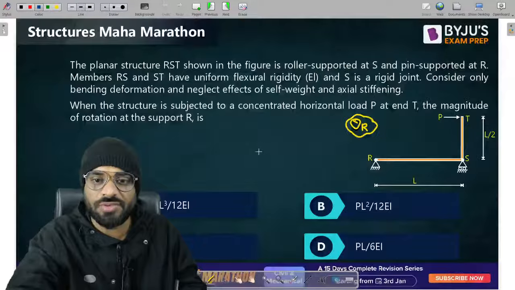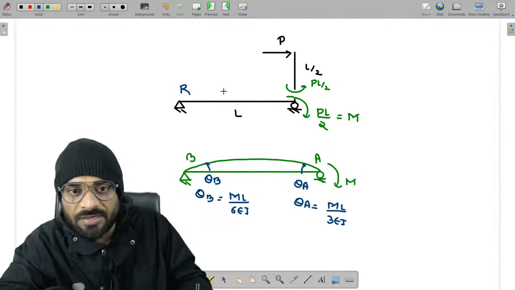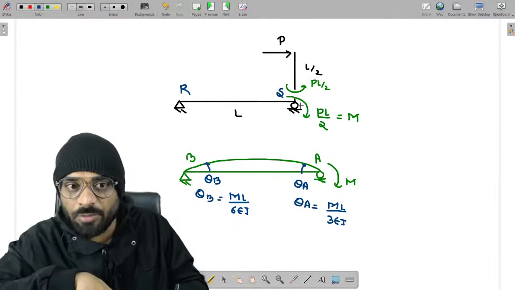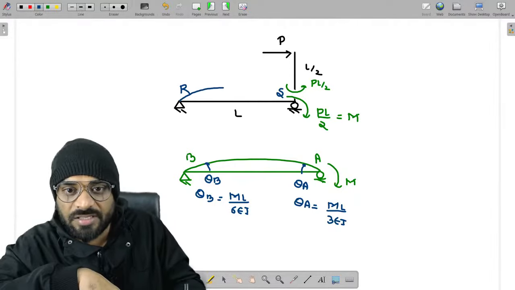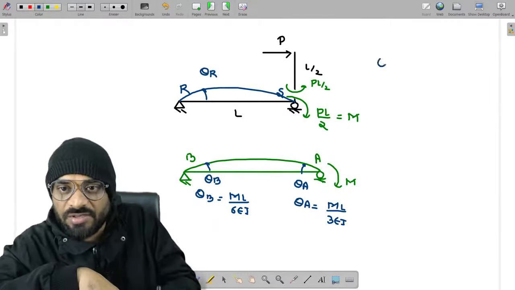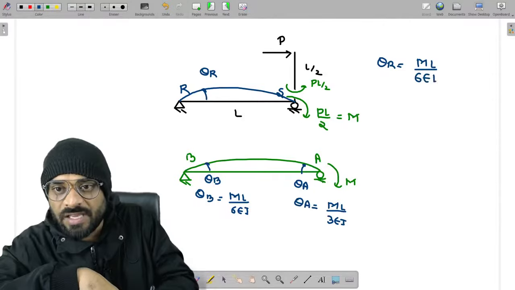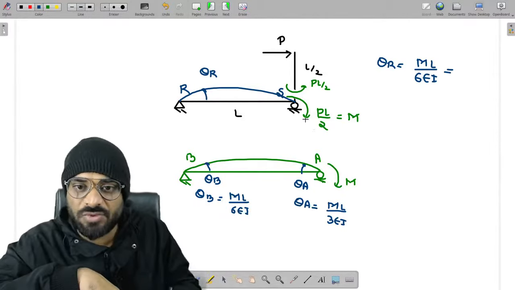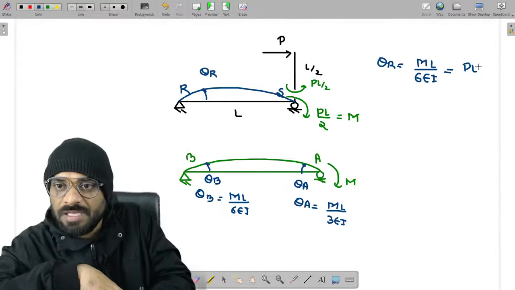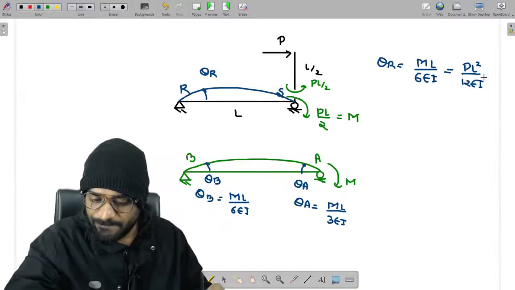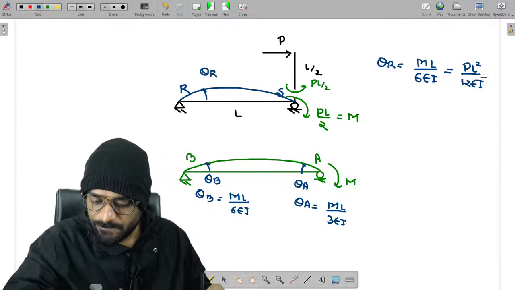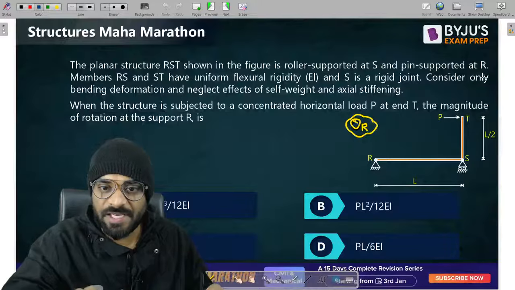So in this case also we have to find out theta R. Right? This is our applied moment. So what is the value of theta R that we have to find? Tell me, guys, any one of you who can give the correct answer? Theta R should be equal to ML by 6EI. Now what is the value of M? M is equal to PL by 2. So it should be PL square by 12EI.